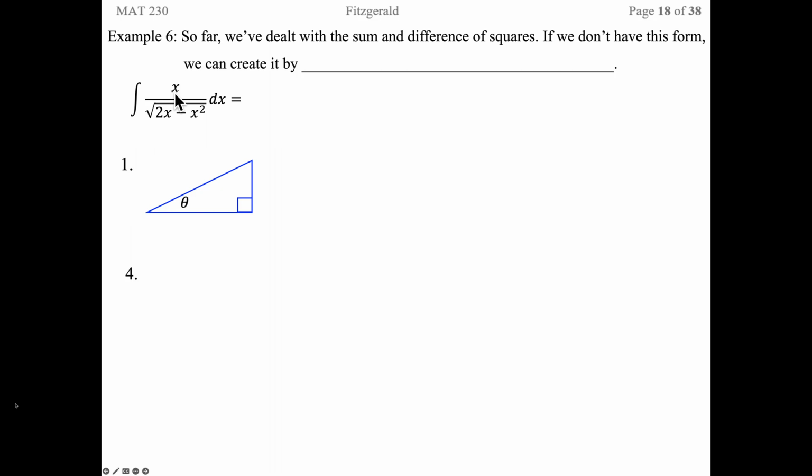Example 6, now we have a little bit of a dilemma. Here's my square root, but I don't have a perfect square value here. So what we'll do is complete the square of what we have inside of our square root symbol so we can use our trig substitution. So off to the side, I'm going to mess with this 2x minus x squared. Now, in order to complete the square, your x squared has to be positive, so I'm going to factor out a negative.